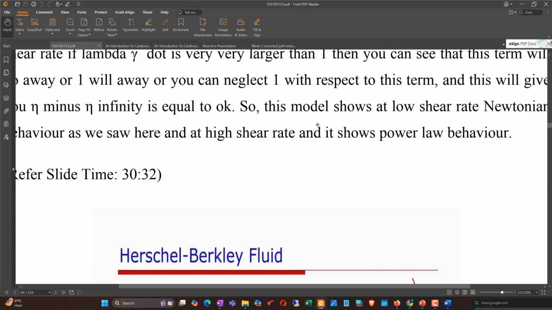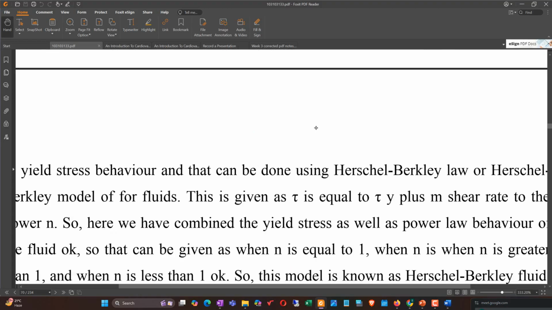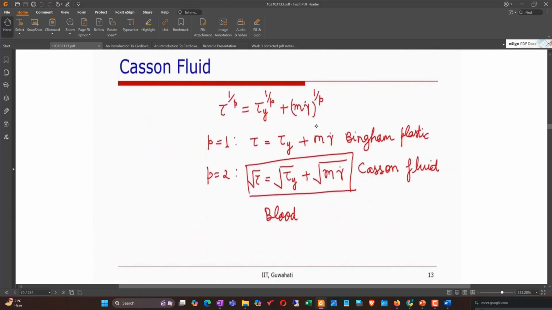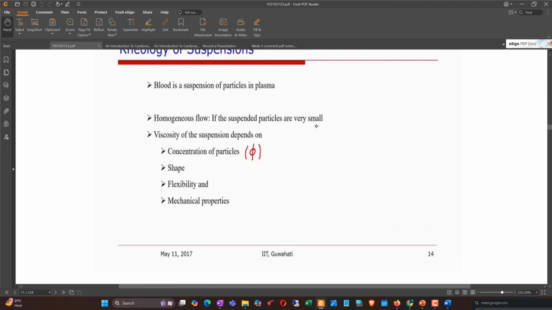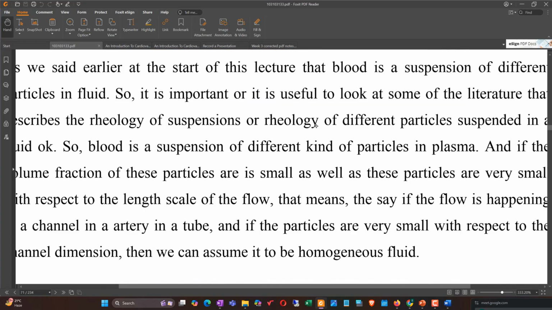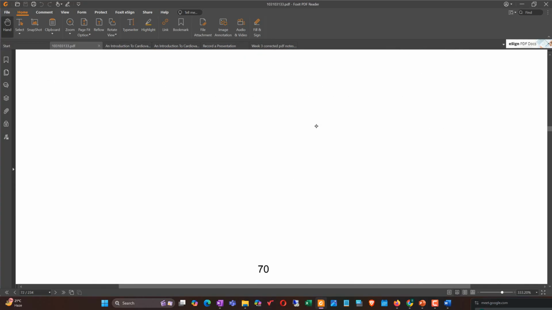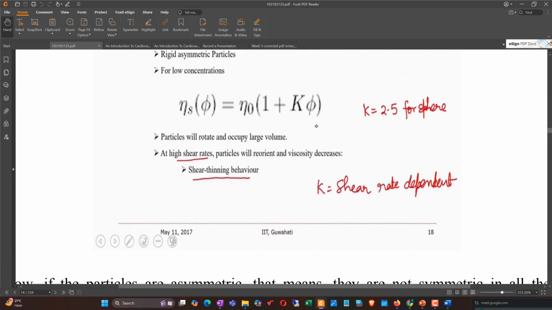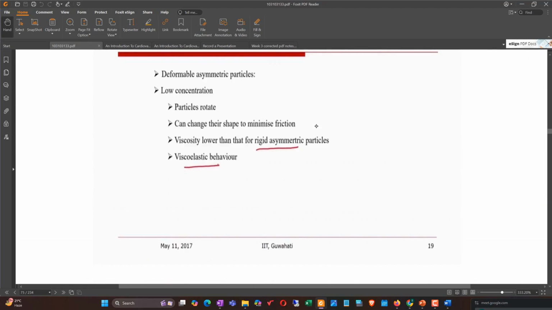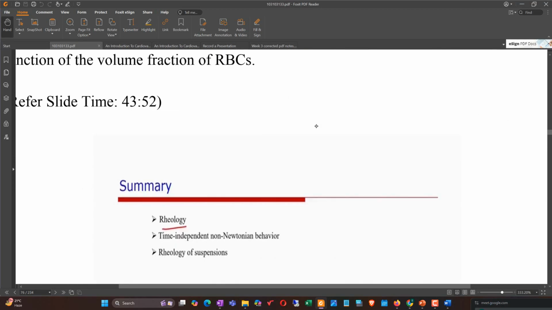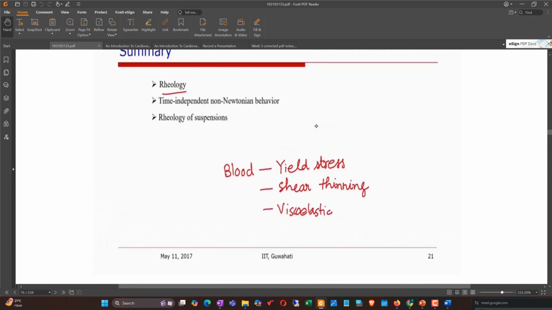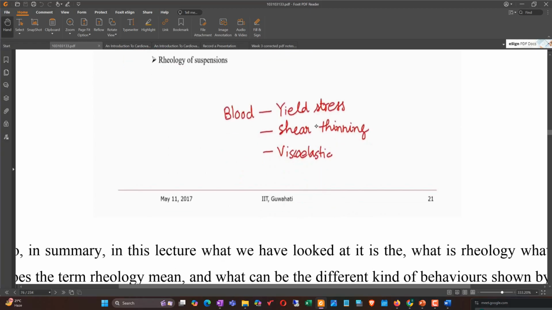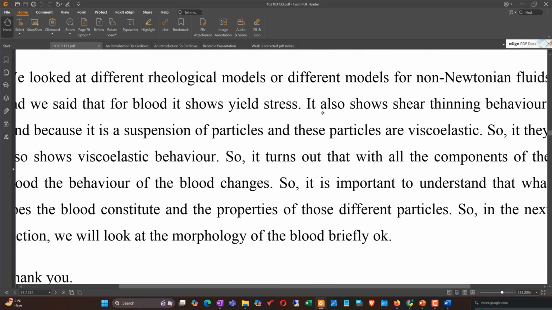Carreau model, Casson model, Cross model, Casson fluid. On this we had many questions, and then rheology of the suspension. Einstein relations, rheology of the suspension, and then the summary, where time-dependent non-Newtonian behavior, rheology, and suspension have been discussed, where blood elasticity, shear thinning, and then viscoelasticity have been covered.